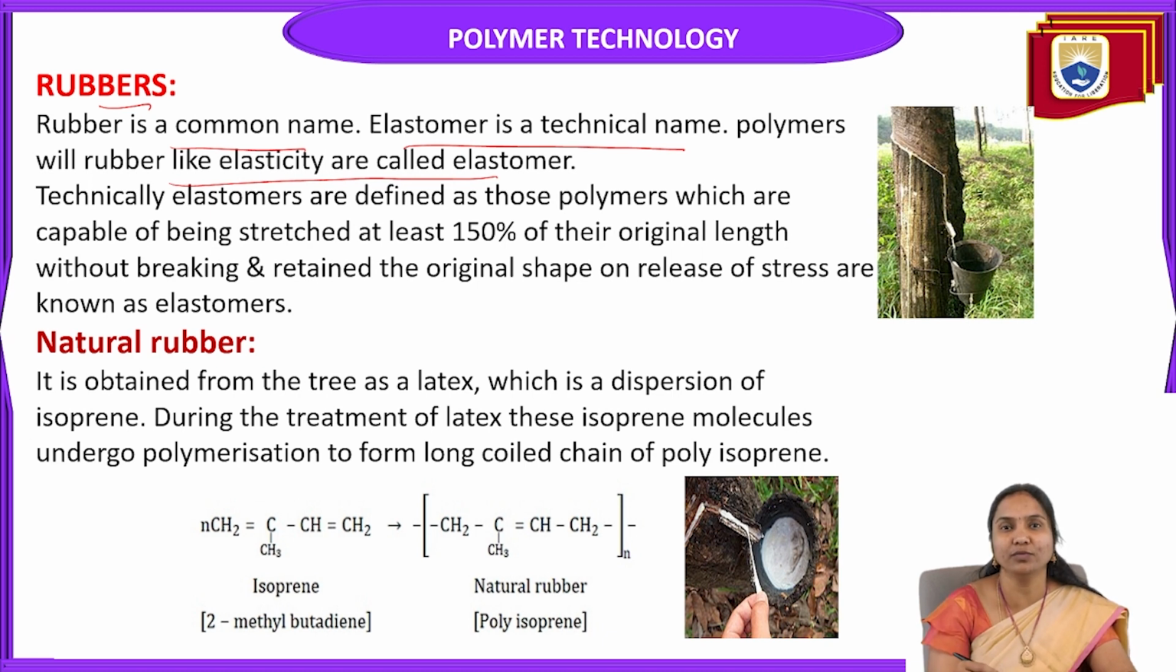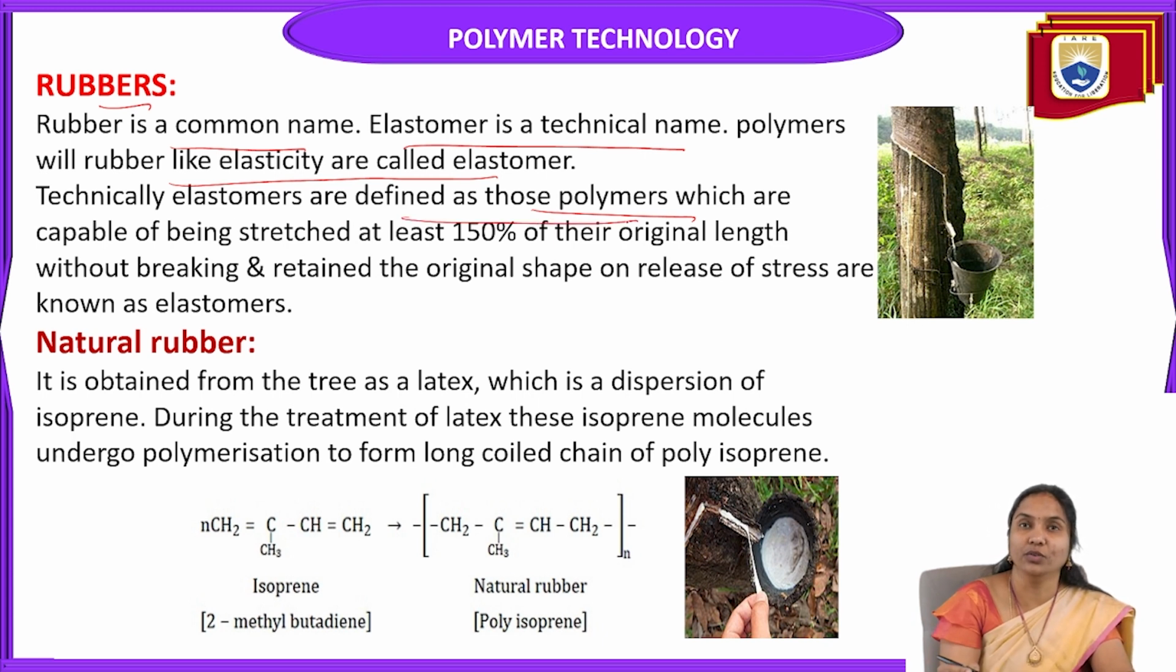Technically, elastomers are defined as those polymers which are capable of being stretched to at least 150% of their original length without breaking, and which retain the same original shape when we release the stress. This is known as an elastomer.